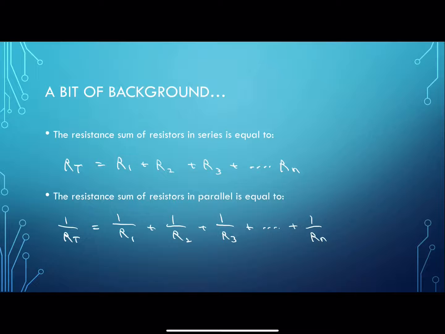Also, we need to understand that the sum of resistance in a series circuit is where RT is equal to R1 plus R2 plus R3 and so on. While in a parallel circuit, it's 1 over RT equals 1 over R1 plus 1 over R2 and so on.